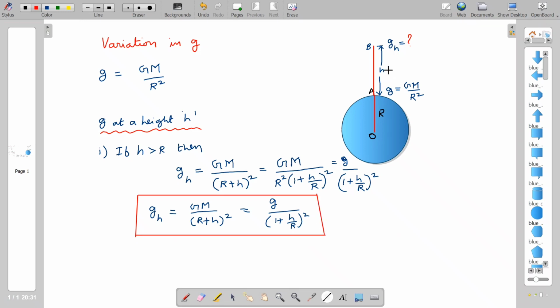Yes. Suppose this h is equal to R, then what about g at that height h? From the above equation, g at height h is equal to g by 1 plus h by R whole square. In this place I will substitute h as R. So R by R whole square, then R cancelled, then 1 plus 1 whole square I will get, that means g by 2 whole square, then I will get g by 4. So if h is equal to R, then g at height h is g by 4.